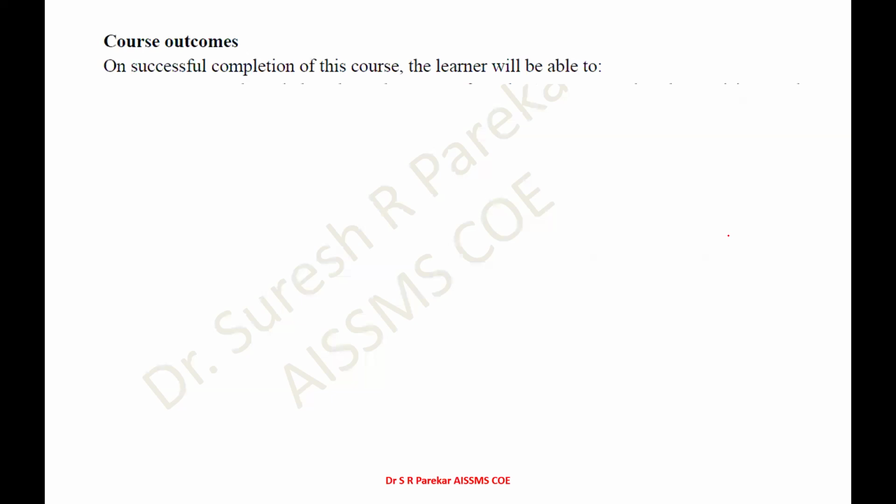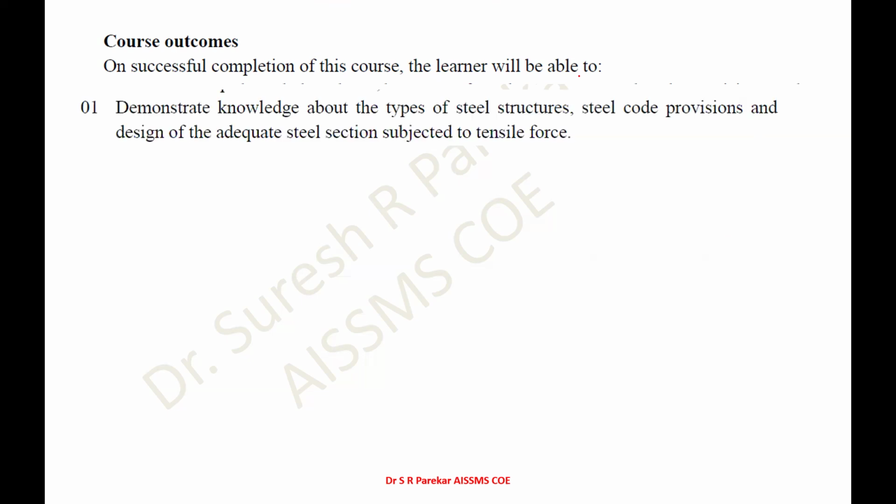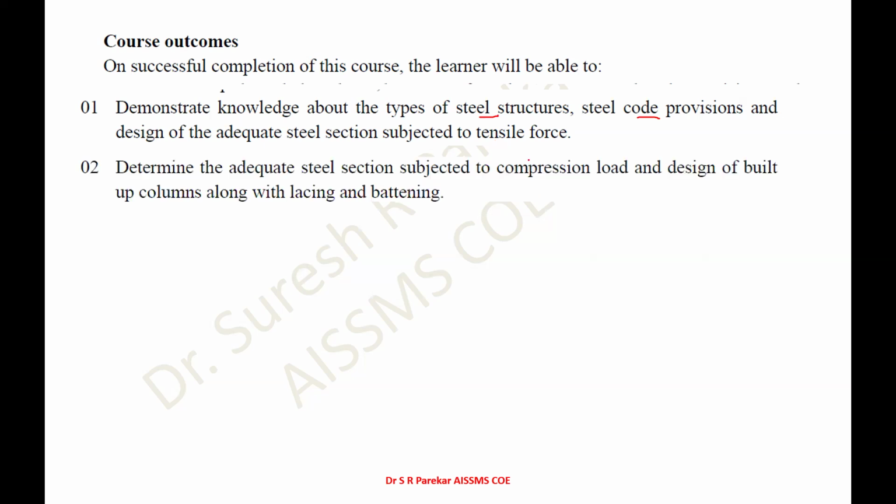Now course outcome. Course outcome means after completion of this course, you are able to do the following. After completion of unit 1, you know what are the different types of steel structures, what are the different steel code provisions, and how to design adequate steel sections for tensile force. You are able to design different types of sections for tensile force. In the first unit, we are with tension members.